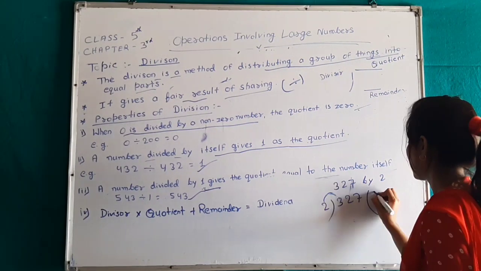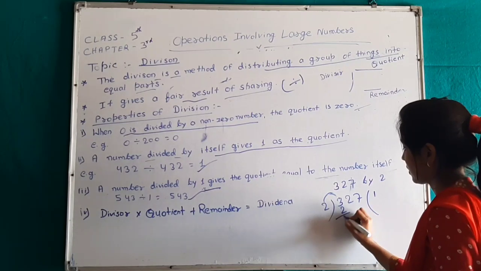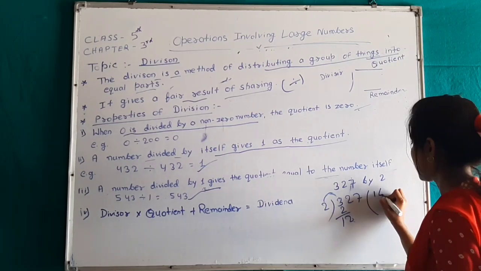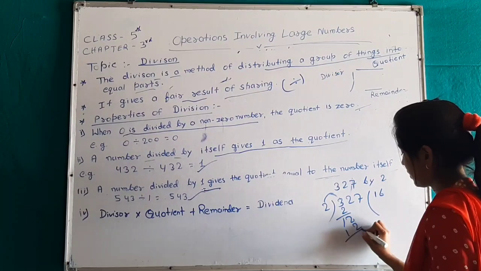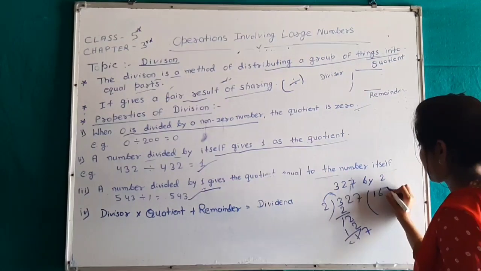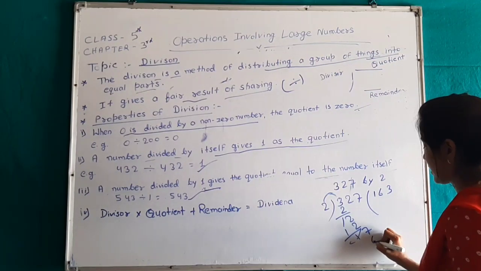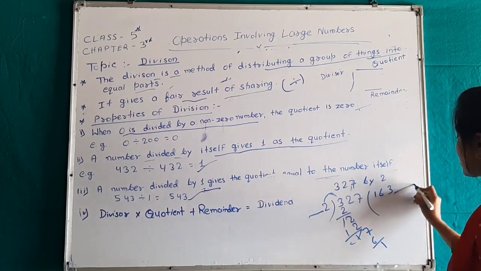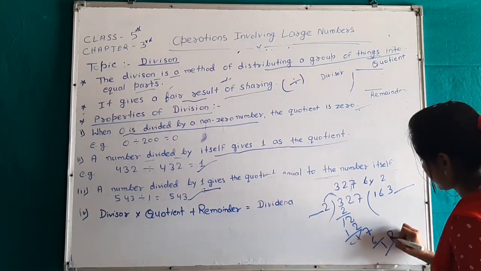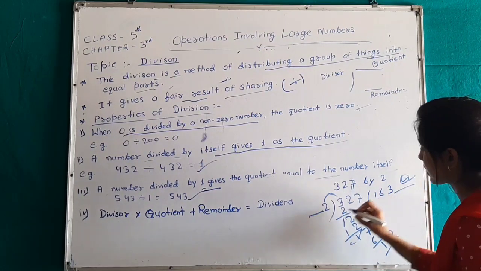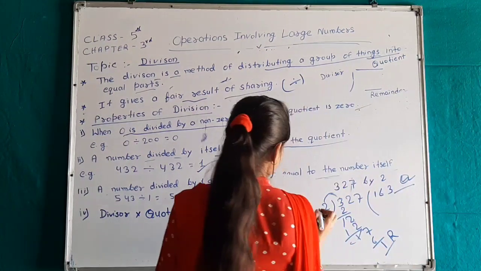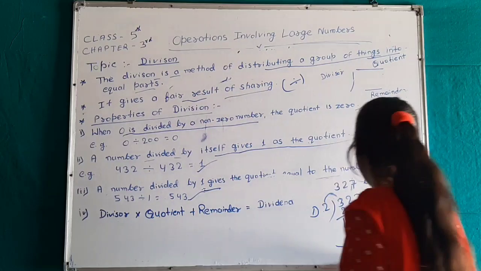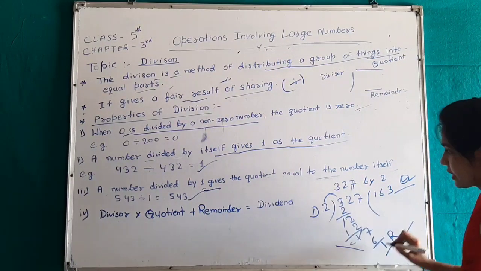First of all, you have to divide it. Here is 1. 2 into 6 equals 12. And here is 7. 2 into 3 equals 6. This is 1. This is our divisor, this is our quotient, and this is our remainder. You have to prove whether it is wrong or right.